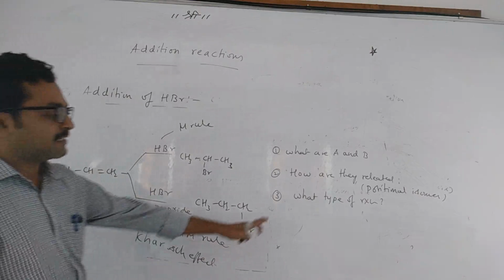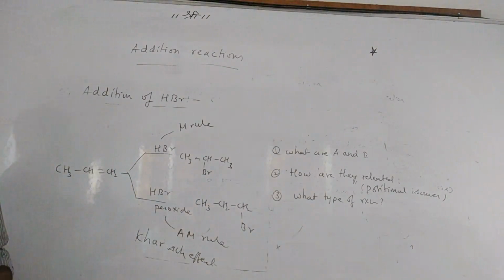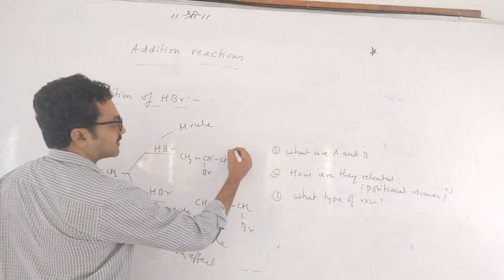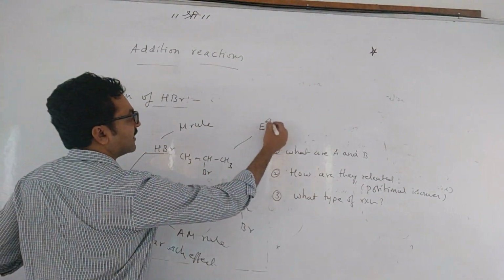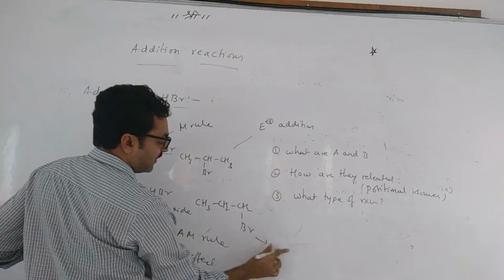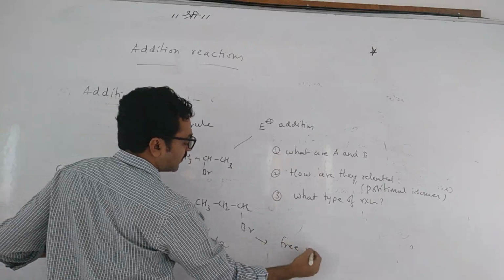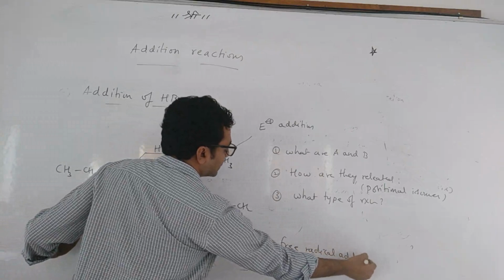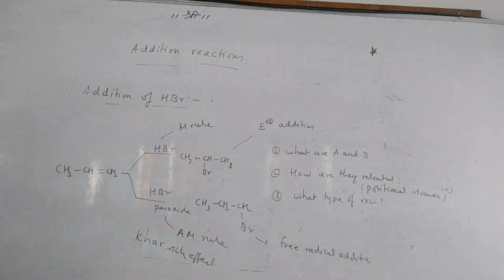So what type of reaction is that? First one is what type, children? This reaction is electrophilic addition, and the second one is free radical addition. All are addition reactions. These are the three questions which are coming from the equation. Understanding?